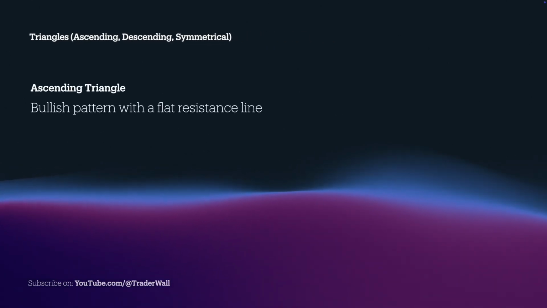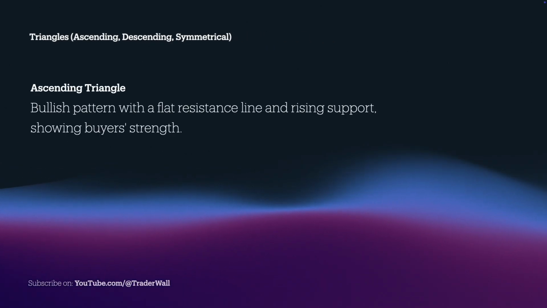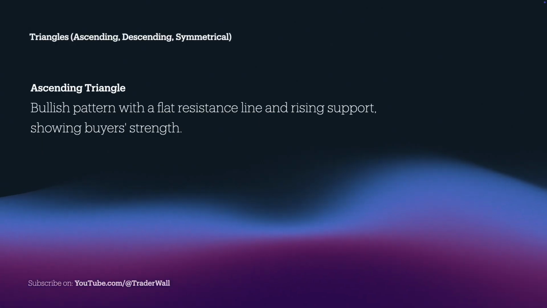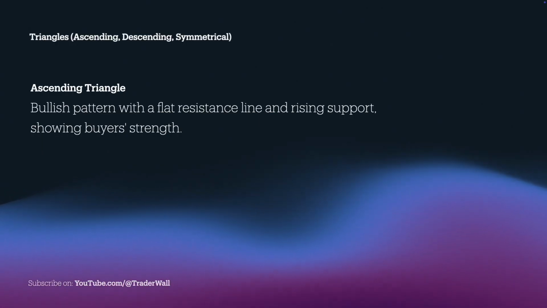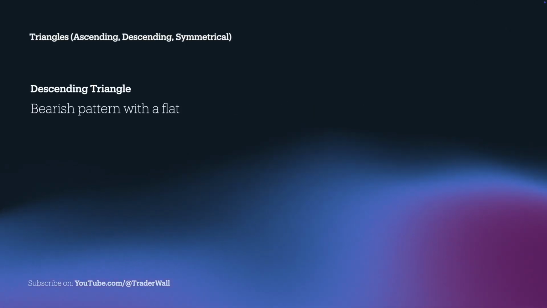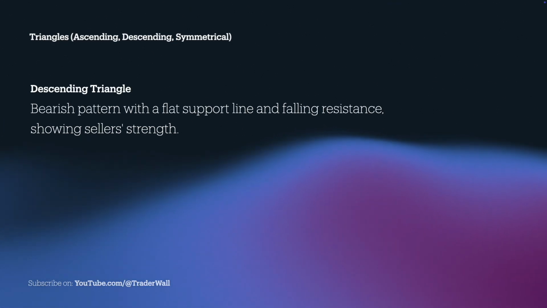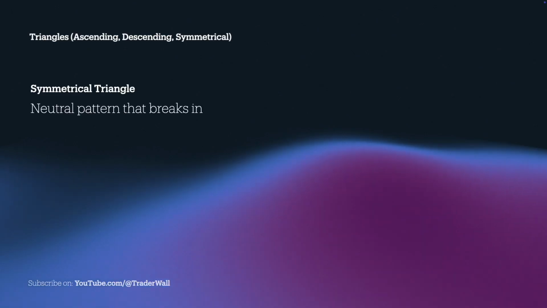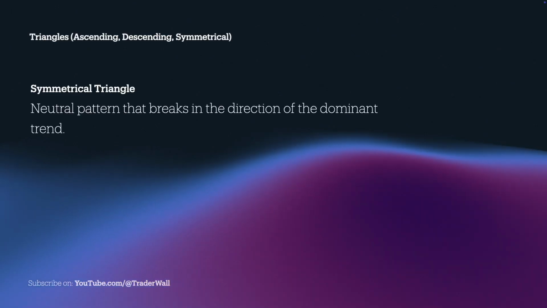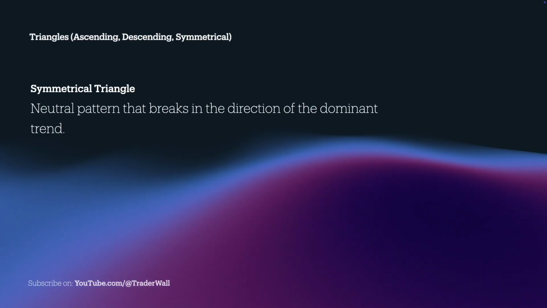Triangles: ascending, descending, symmetrical. Ascending triangle. Bullish pattern with a flat resistance line and rising support, showing buyers' strength. Descending triangle. Bearish pattern with a flat support line and falling resistance, showing sellers' strength. Symmetrical triangle. Neutral pattern that breaks in the direction of the dominant trend.